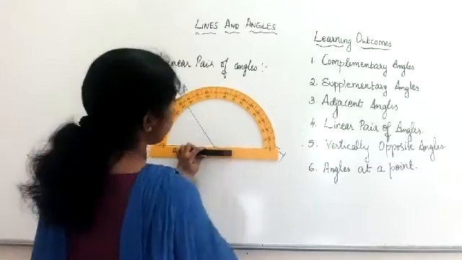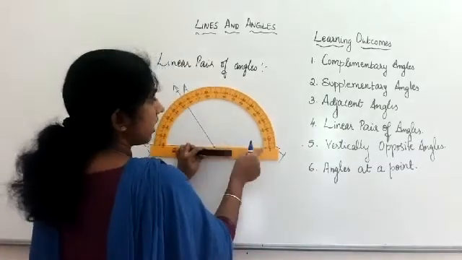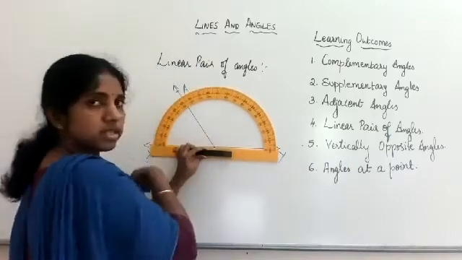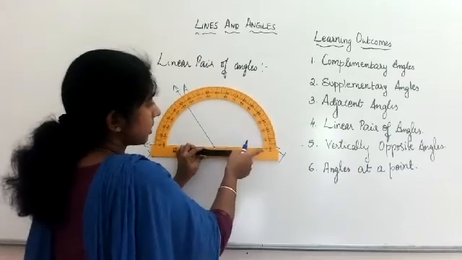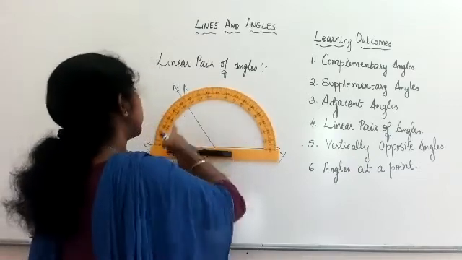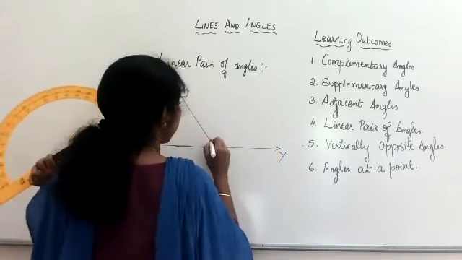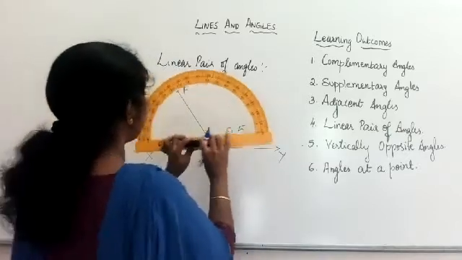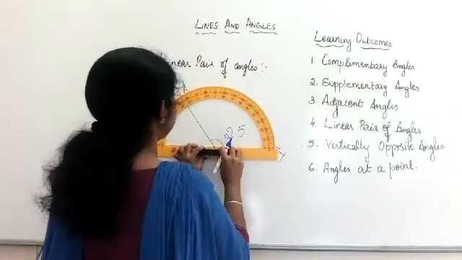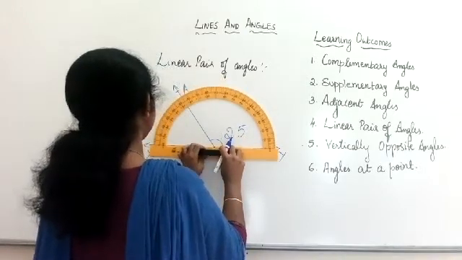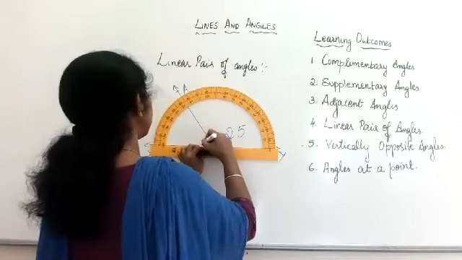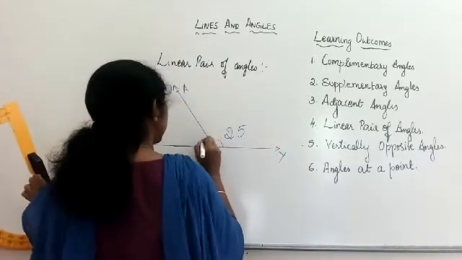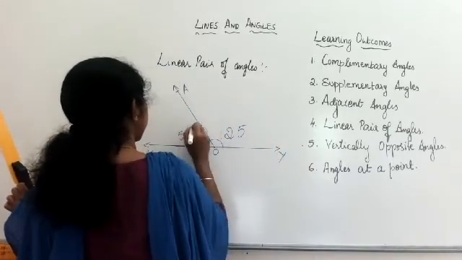Where should I start to measure? If I want to measure this angle, I should start from this zero. So now I want this angle. Let me measure. I will start from this zero, and it reaches 125. So this angle is 125. Now let me go to the other side. Let me see what this angle is. I have to come from this zero again. It reaches 55. So this angle measure is 55 degrees.